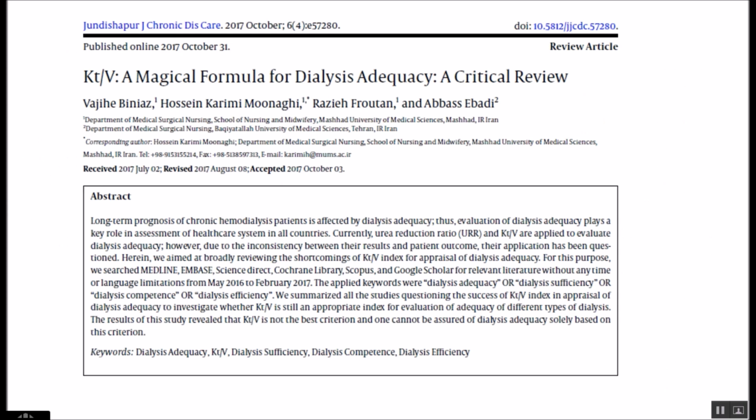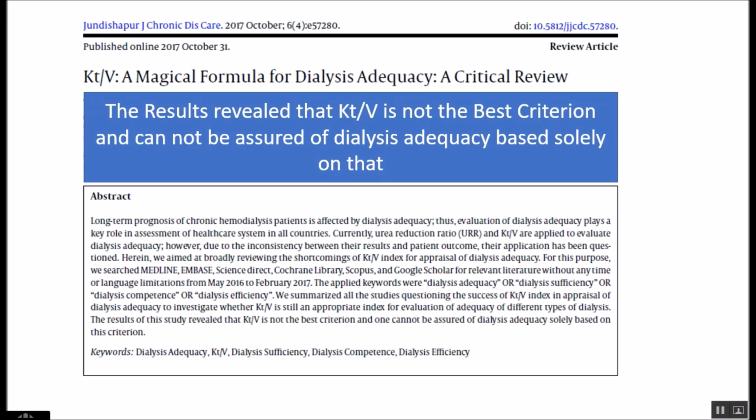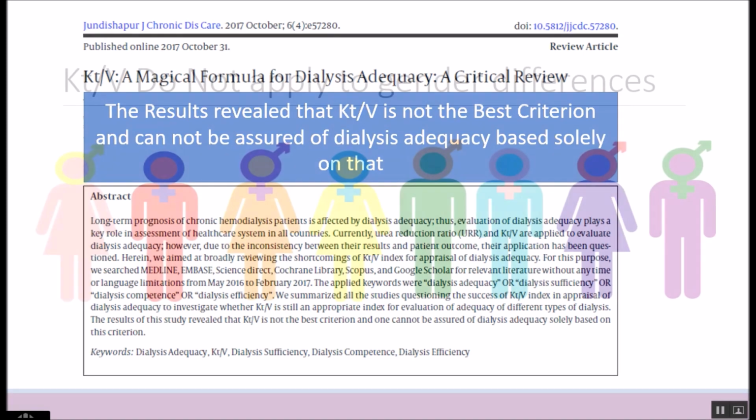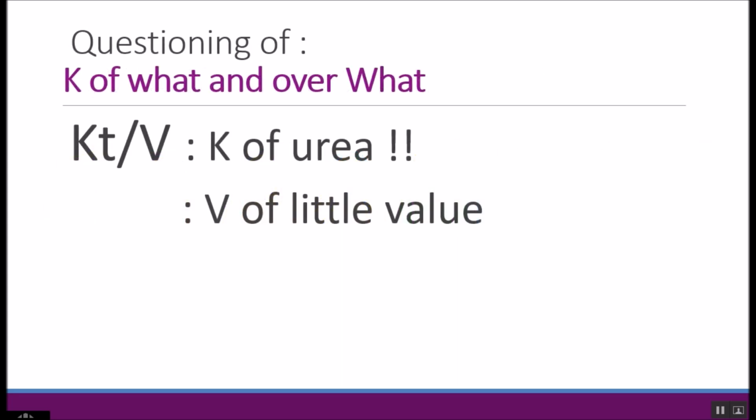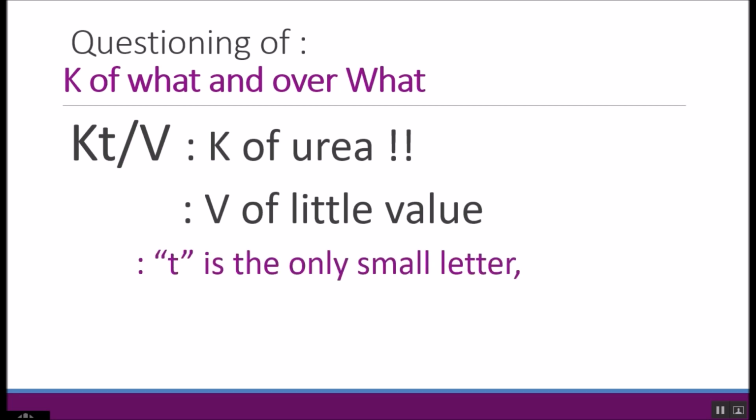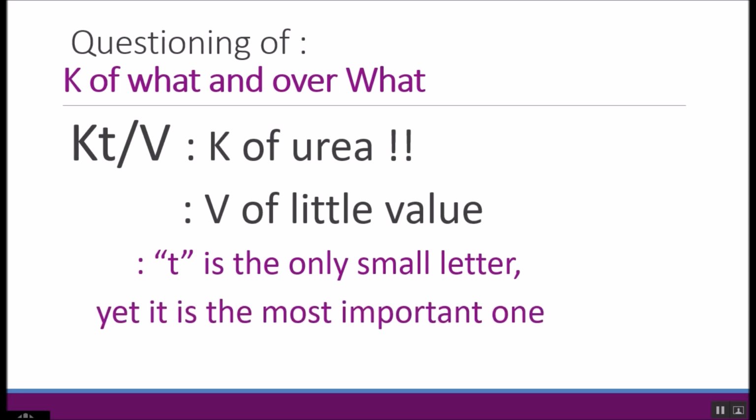Kt/V, a magical formula for dialysis adequacy? In this clinical review, the results reveal that Kt/V is not the best criterion, and dialysis adequacy cannot be assured based solely on that. So you need more markers besides Kt/V. Kt/V does not account for gender differences. And Kt/V, K of what? Of urea, which is a very small solute, and V is the volume of distribution, which varies between genders and weight of the patients. While t is the only small letter, it is still the important one.